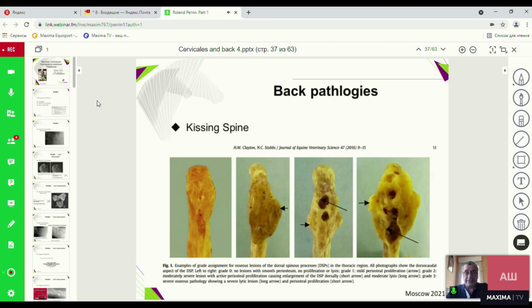Don't forget that if you look at the apophysis like this, in the very bad situation, the top of the apophysis is very large, and you don't see that on the X-ray.